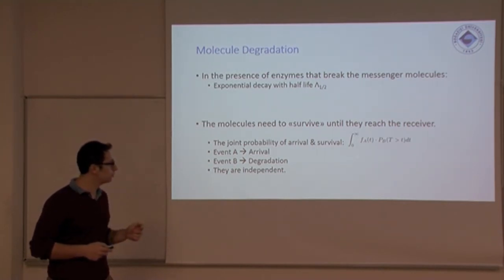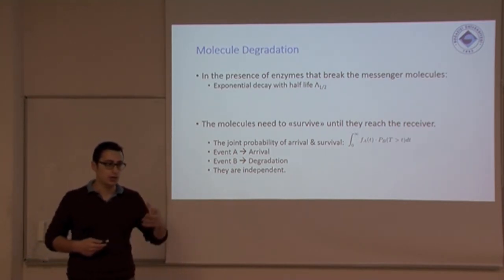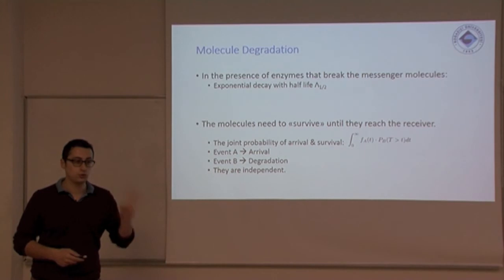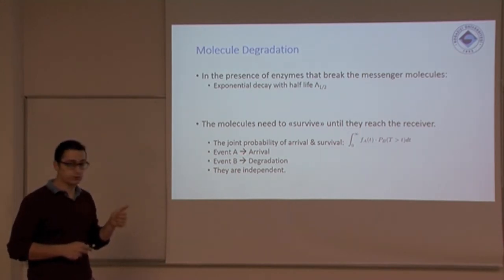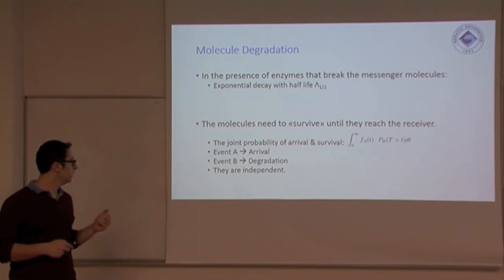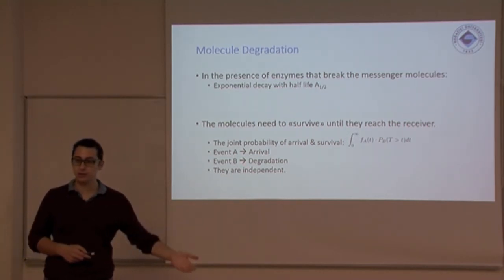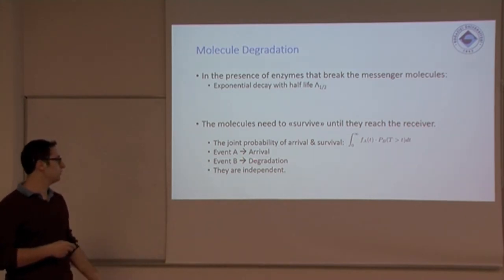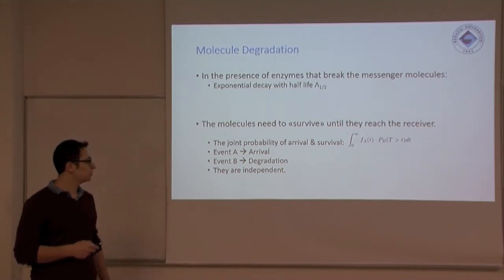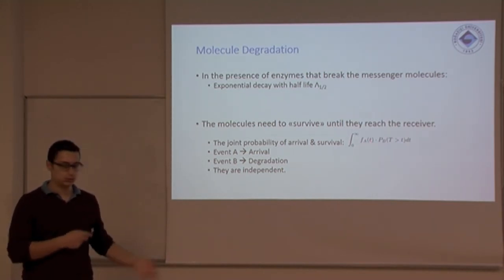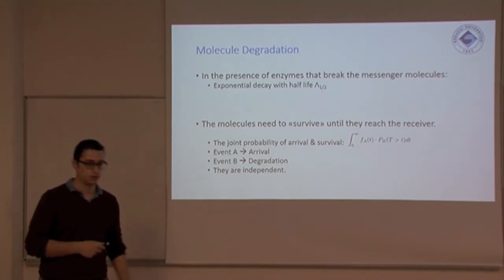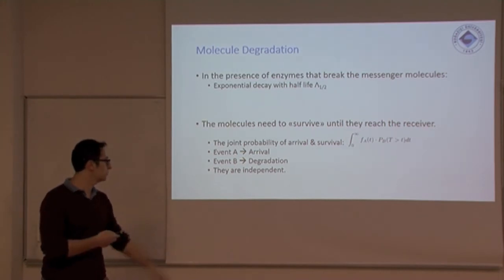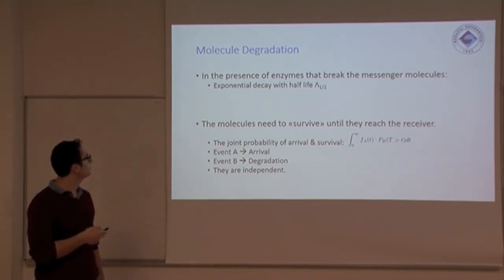In order for the molecule to be absorbed by the receiver, the molecule needs to satisfy 2 conditions. A, arrival at the receiver, which is denoted by event A here, and B, not being degraded in the meantime. So it needs to survive and arrive at the receiver as well. These events are statistically independent of each other, so we can multiply their probability density functions and integrate them to find the probability of survival plus arrival.